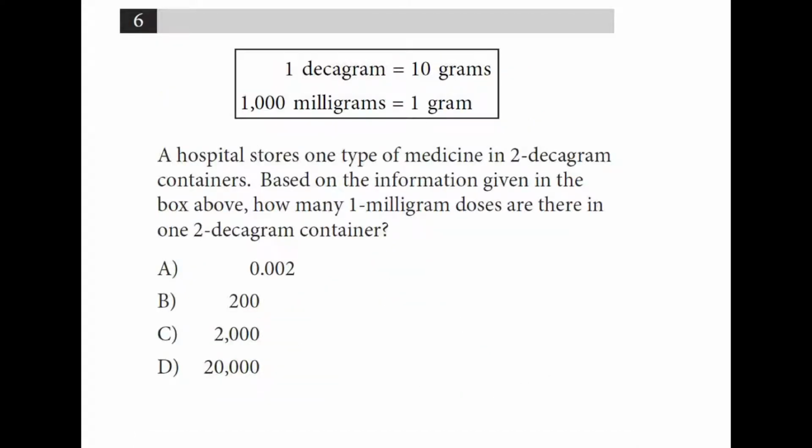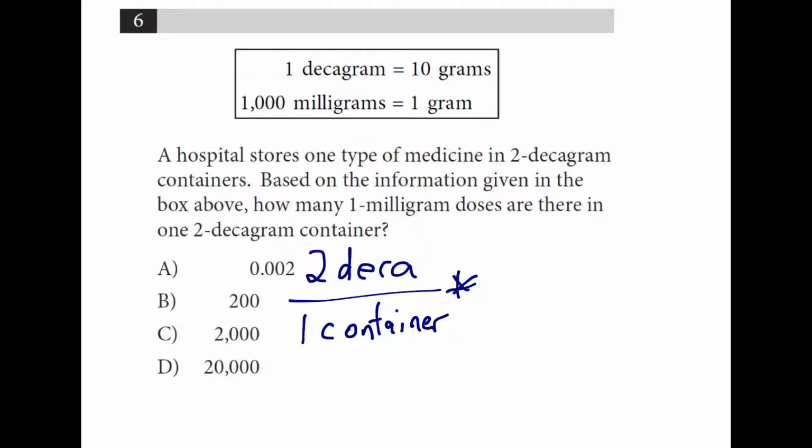Number 6 is a converting units problem. A hospital stores one type of medicine in 2 decagram containers. Based on the information given in the box above, how many 1 milligram doses are there in one 2 decagram container? We can begin with 2 decagrams per 1 container. And we know that our eventual unit we want to end up with is milligrams. So how do we cancel out decagrams? When we're converting units, here, decagrams is on the top of the fraction. To cancel it out, we want to put it on the bottom of the fraction.